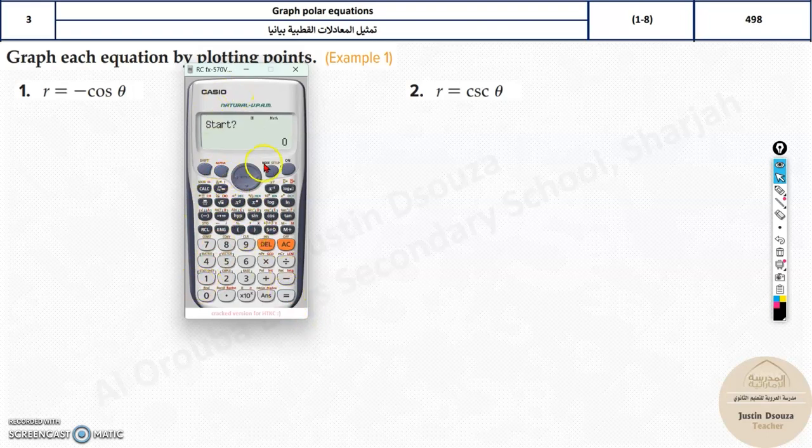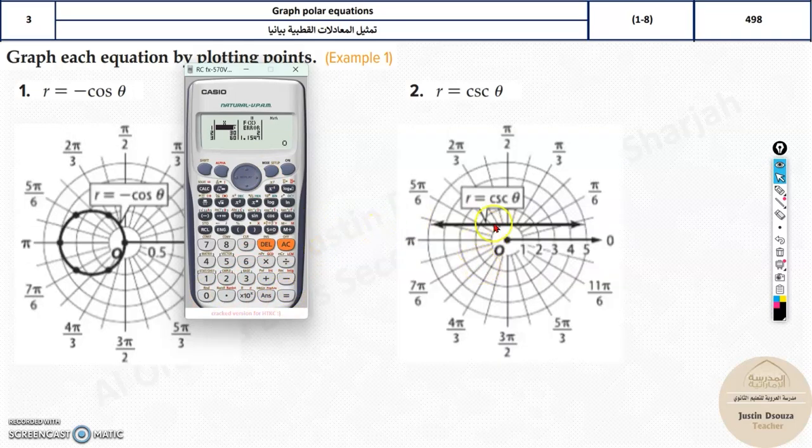And where does it start? It starts from 0, it ends at 360. It's the same thing. And let's have a step of 30. And here you will get, see now, this one is an error. Why? Because there is no value. It's undefined at 0.